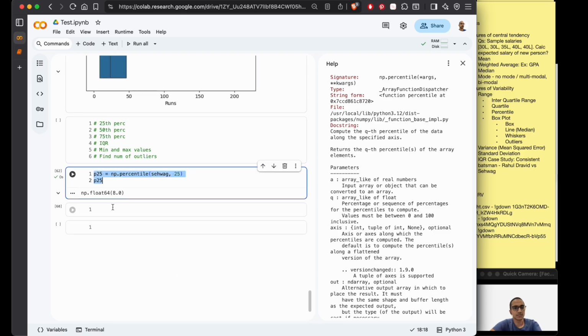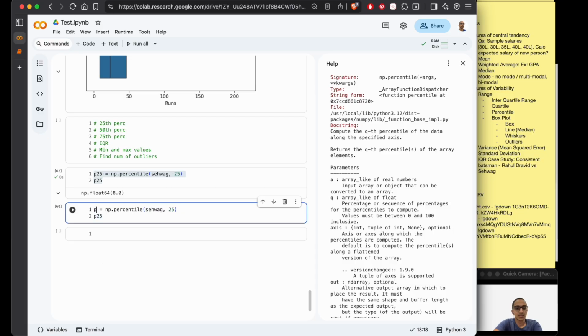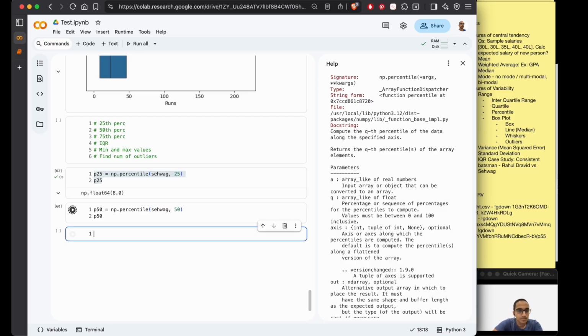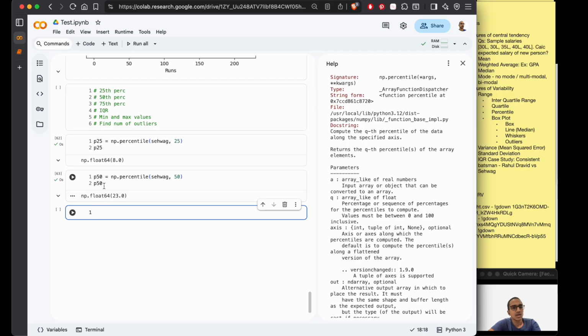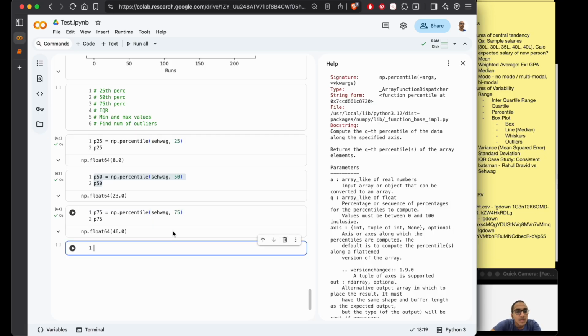Now let's go with the 50th. This will be 50. So that's around 23. We estimated around 25, so pretty close. And then let's go for the 75th percentile, which should be around 50. It's 46. So these are our percentile values.